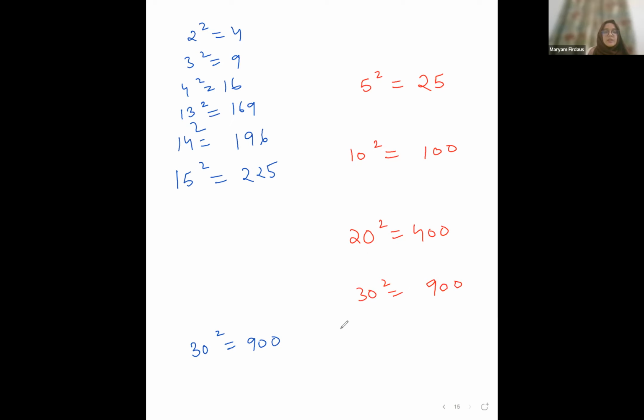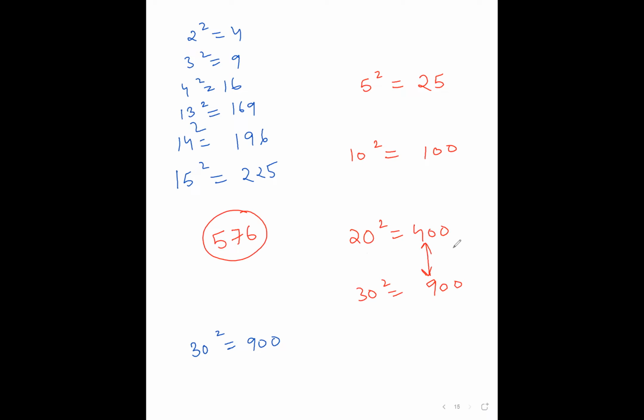Now let's say I give you a number, let's say 576. You know that 576 lies somewhere between this and this. So 576 will be here. That means your square root will be between 20 and 30.